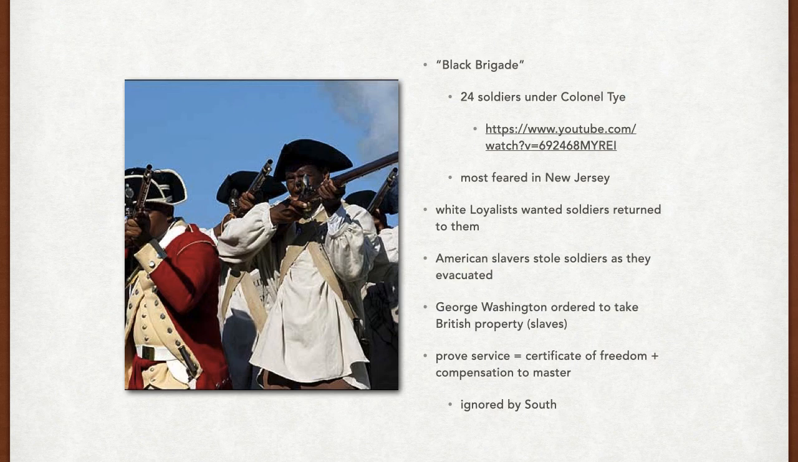Finally, the Black Brigade was a small combat unit of only 24 soldiers in New Jersey. They were led by Colonel Ty, an escaped slave from Monmouth County, New Jersey. However, the title was unofficial as blacks could not be formally commissioned as officers, meaning that you could never become a general or a colonel or anything like that, right? And what sucked about that is if you don't get that promotion, you don't get the money. This actually would continue until after World War II. Black people still weren't able to get higher positions in the military.